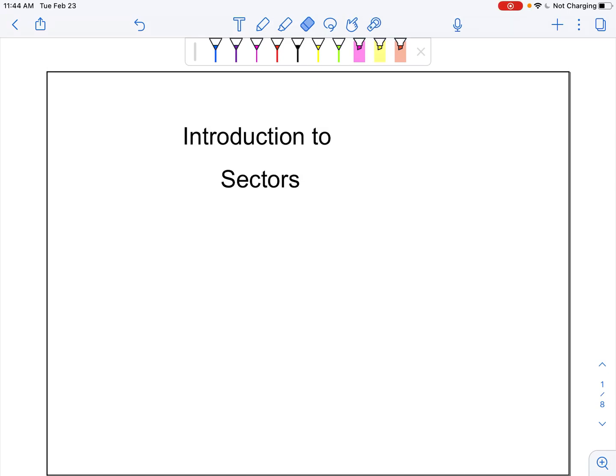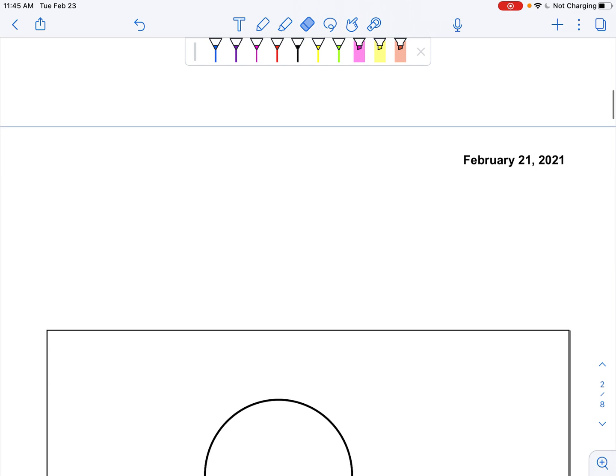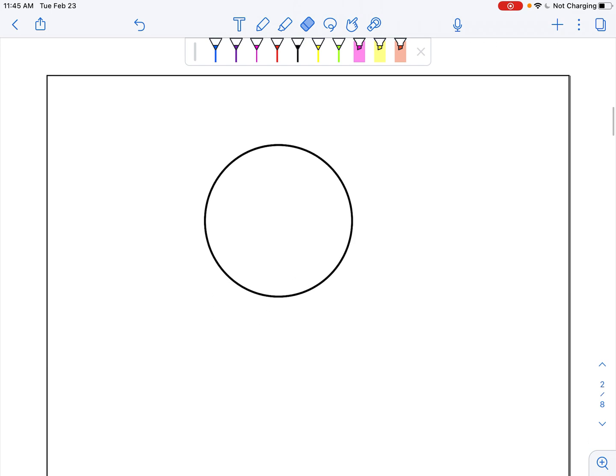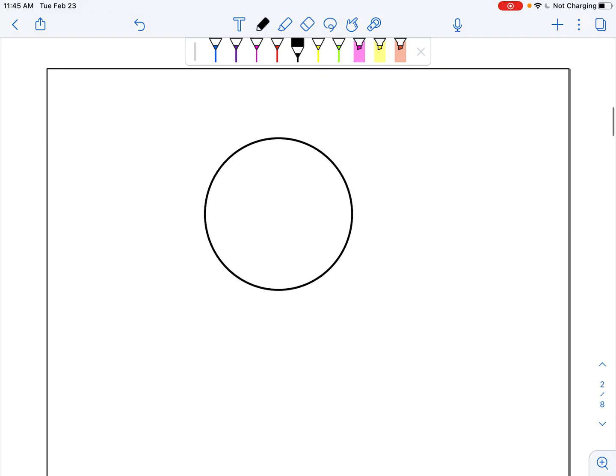We're going to be looking at the introduction to sectors, and we are actually going to be using sectors for the next couple of weeks at the end of this circles unit and then in the cylinders unit also. So first of all, let's talk about what a sector is. A sector is actually a pie slice or a piece of a circle. So it's like I'm going to take a piece of pie and just cut it out of the circle.